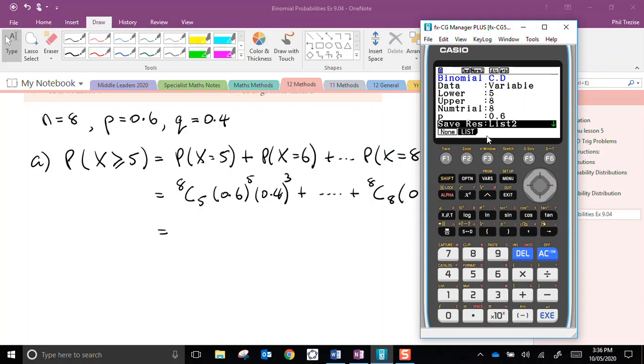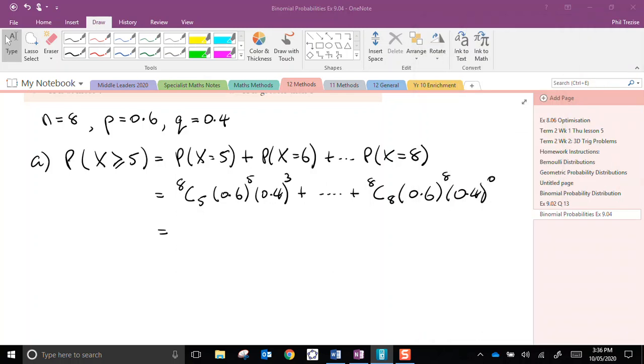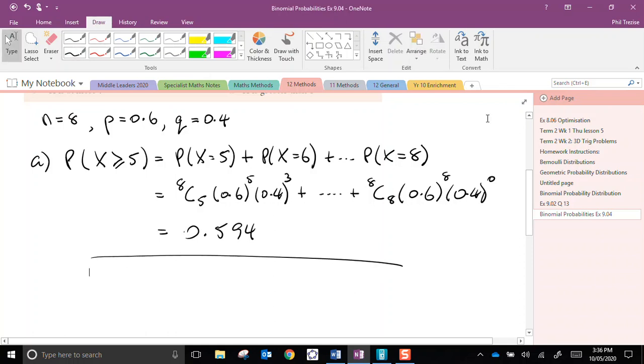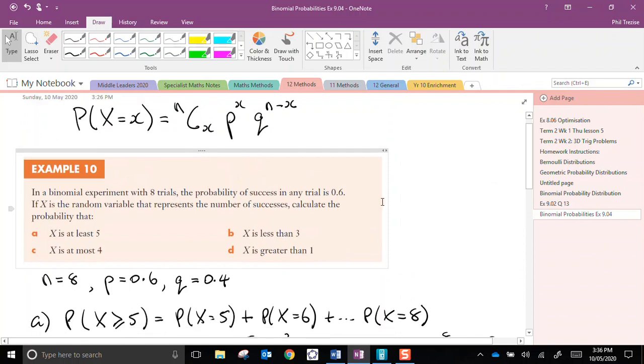Now I don't really want to output the results to a list, so I will select none, it just gives it an output then as a variable. So here we go, calculate. And that's given me the answer directly. That has literally calculated all 4 of those and added them for me. So the answer to this one is 0.594. Let's write that down. 0.594. Now that's it. The technology is wonderful.